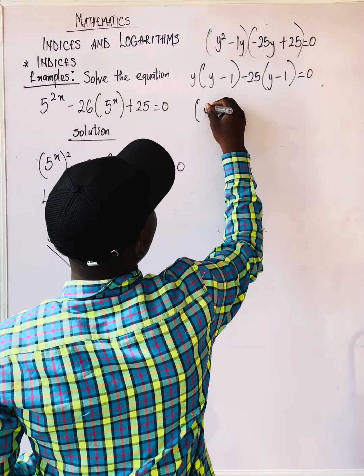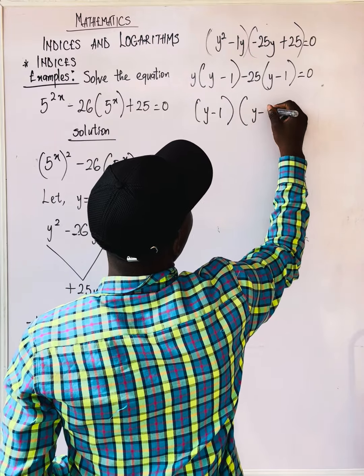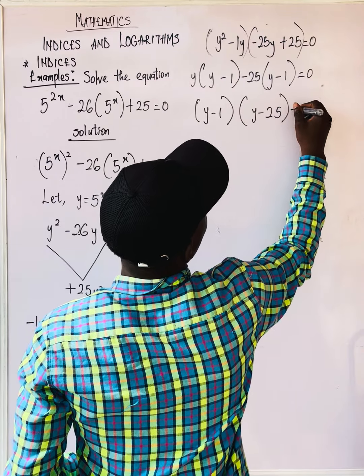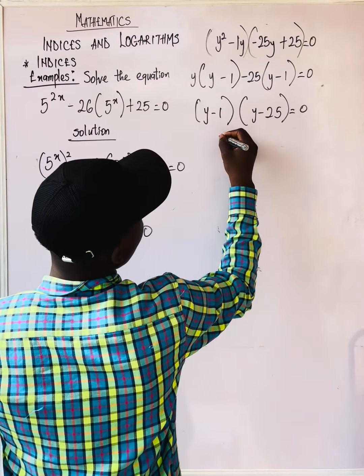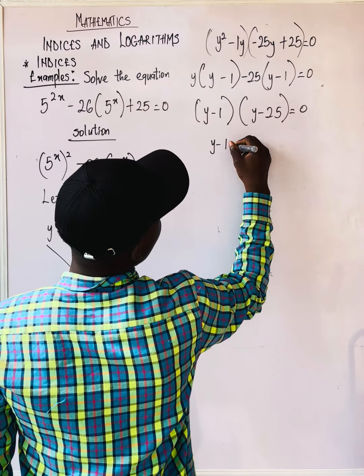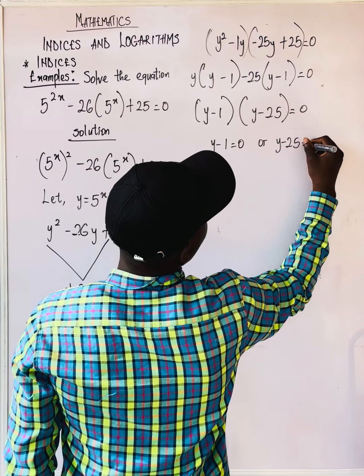So you pick one of the brackets, y minus 1, then you pick the one outside, y minus 25. All equals to 0. So what do we do? We equate each one to 0. So what do you write? You say y minus 1 equals to 0, or y minus 25 equals to 0.